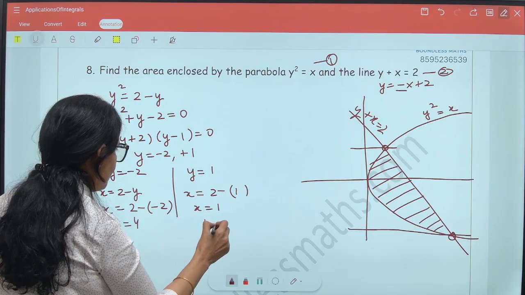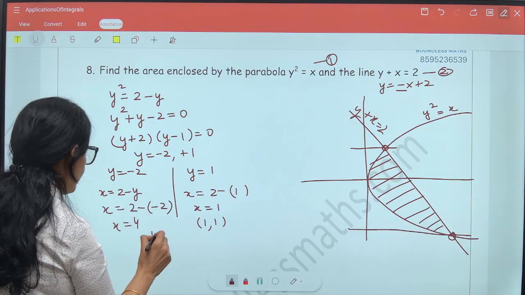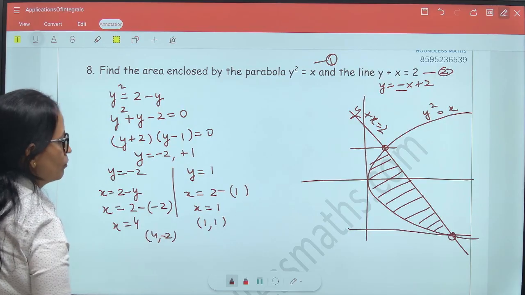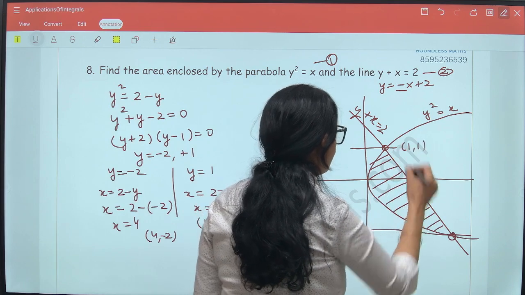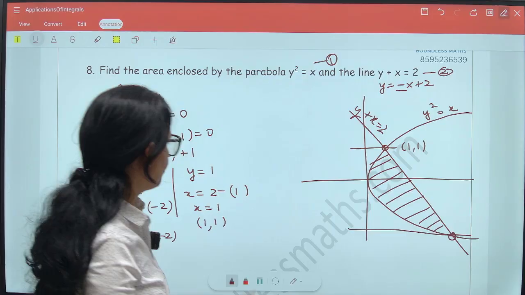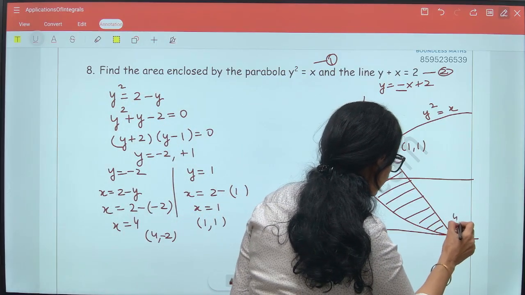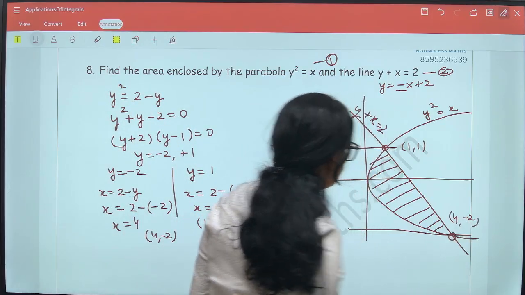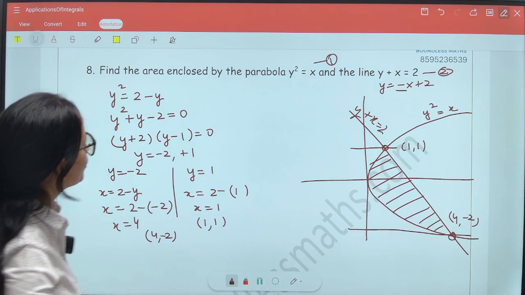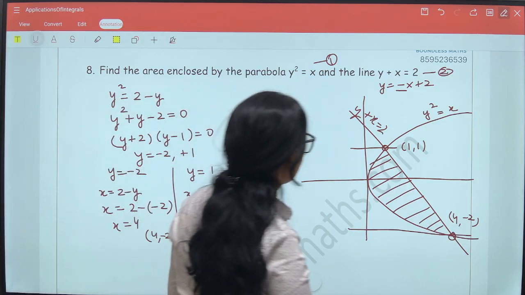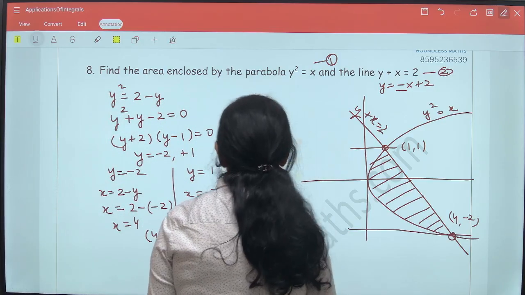So the points are (1, 1) and the other point is (4, minus 2). So this point will be (1, 1) in the first quadrant and the other point is (4, minus 2) in the fourth quadrant. So these are the points of intersection. Now let's see how to integrate with respect to what axis, what function and how to find the area.